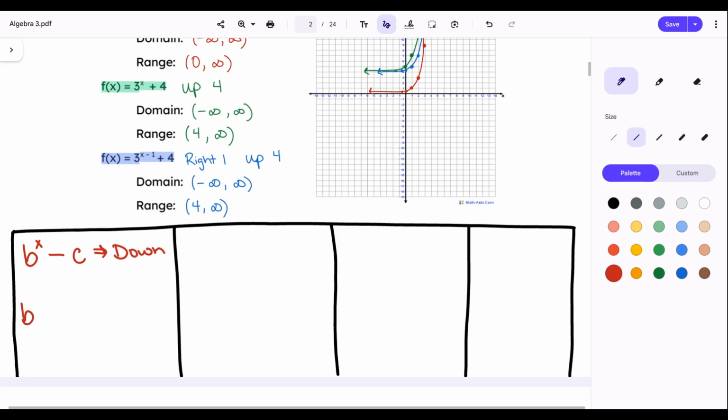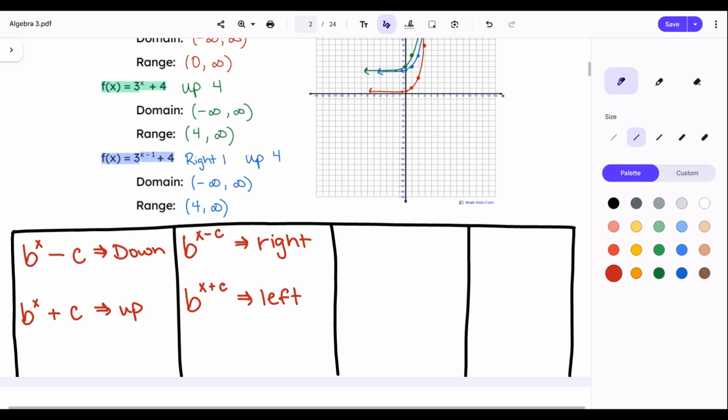And if the same exponential equation is adding a number to the end, that's going to cause it to go up. If the number that's being added is in the exponent, so if we have things that look like this, where b is raised to a power and it's x minus c or x plus c, if it's minus, we talked about how that's going to cause it to go right. If it's plus, that's going to cause it to go left. Okay, we talked about those.